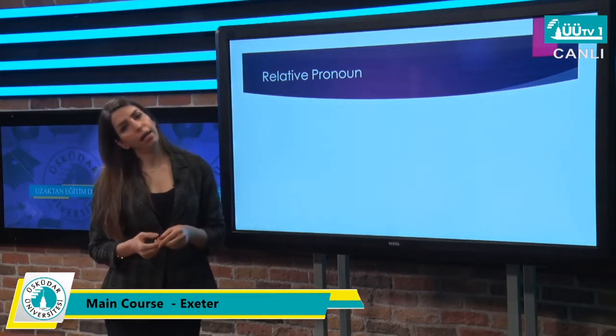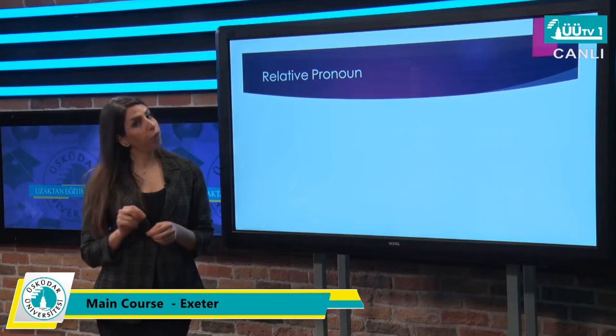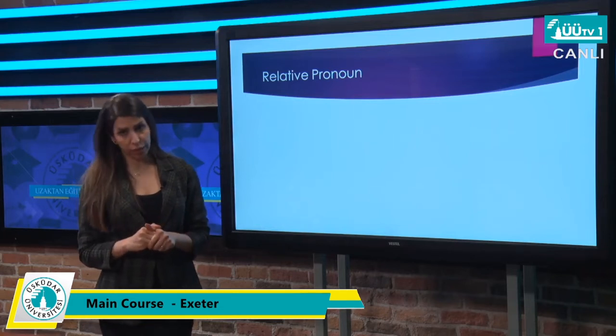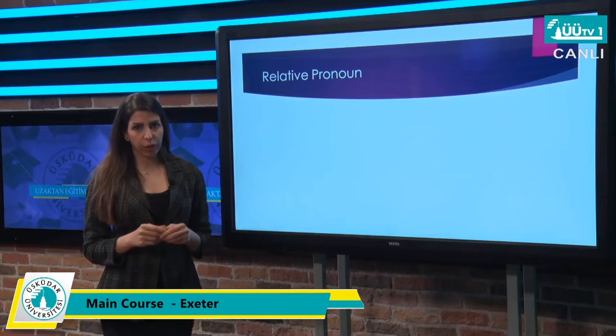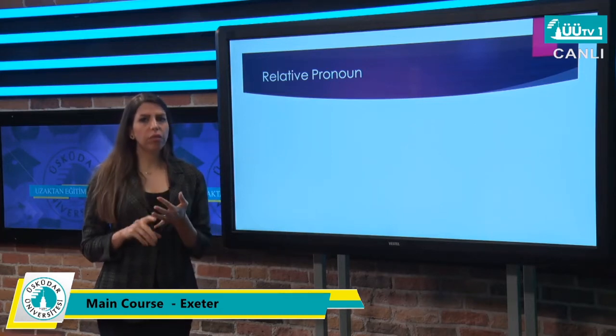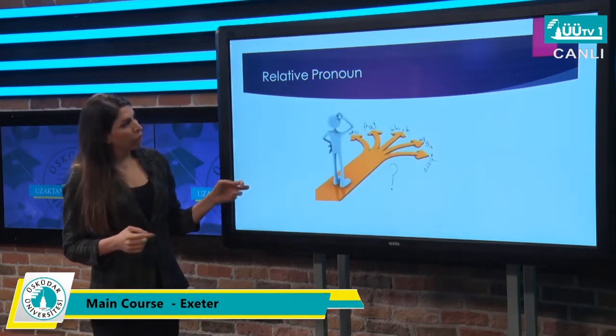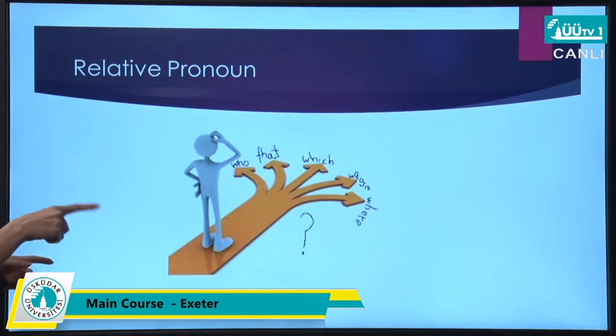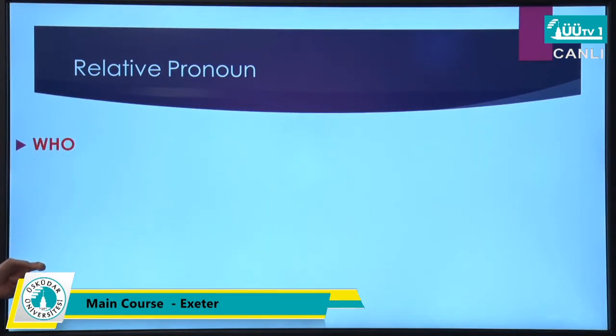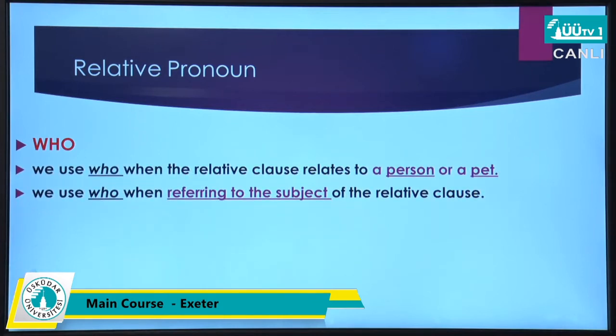As I told you earlier, at the beginning of defining or non-defining relative clause, we need relative pronouns. What were they? Who, that, which, whose. I'm going to just talk about them more. So which one should I use? Yeah? So let's see. First, let's talk about who. We use who when the relative clause relates to a person or a pet. So we are talking about a human being or a pet. And most of the time, it refers to the subject or sometimes the object as well.